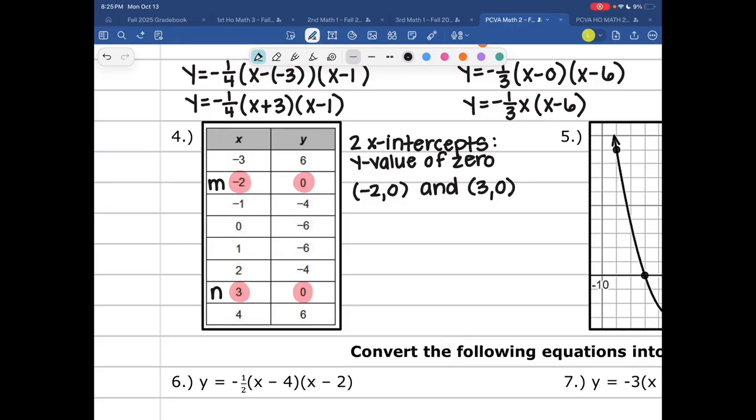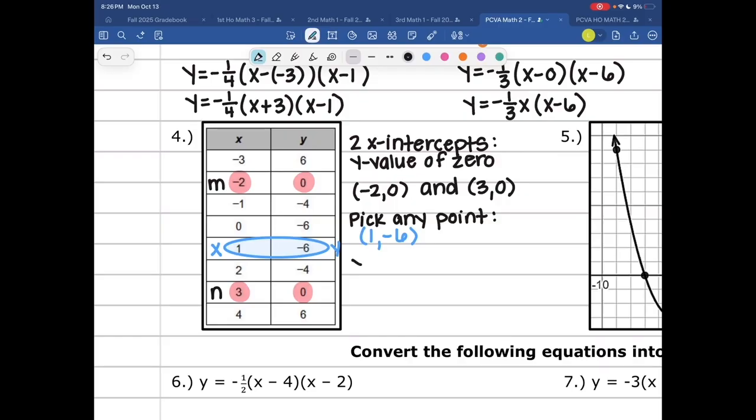Now, we also need a point. It really doesn't matter which point you choose. Pick any point. So I'm going to go with, let's say, 0 and negative 6. Or excuse me, 1 and negative 6. All right, so if I choose 1 and negative 6, that means that's going to be my x and that's going to be my y.